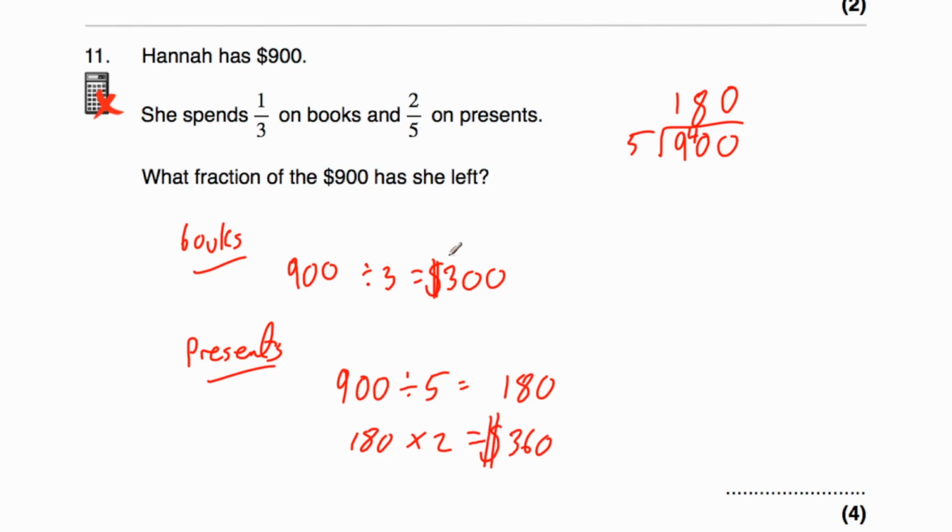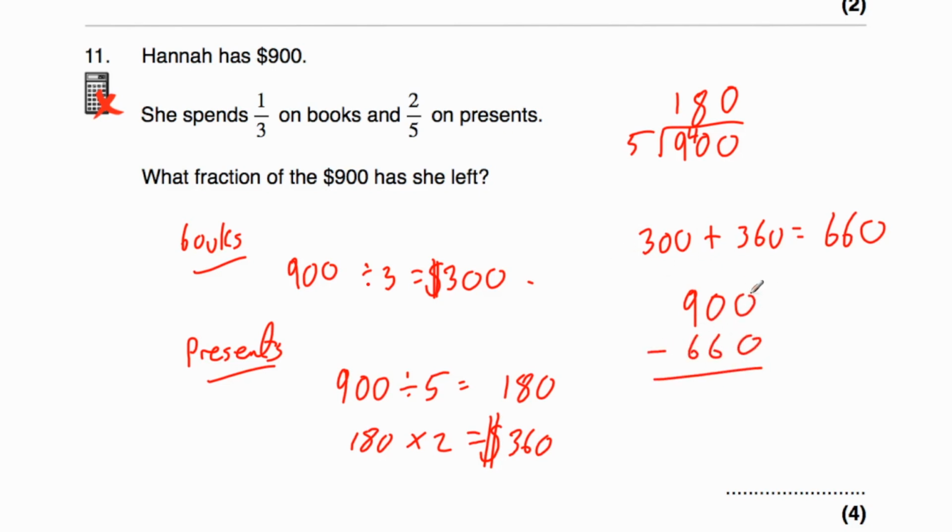So Hannah spends $300 on books and $360 on presents. So let's take them away from the $900 to see how much money she's got left. So let's work out how much money she spent altogether. So 300 plus 360 is equal to $660. That's how much money she spends. And if we take 900 and take our 660 away from it, that'll tell us how much money Hannah has left. So 0 take away 0 is 0. 0 take away 6, let's borrow. So cross off the 9, call that an 8, and that's now 10. 10 take away 6 is 4, and 8 take away 6 is 2. That means that Hannah's got $240 left.